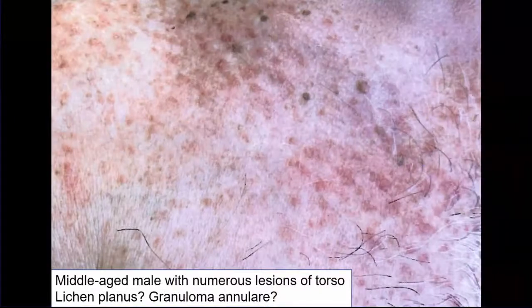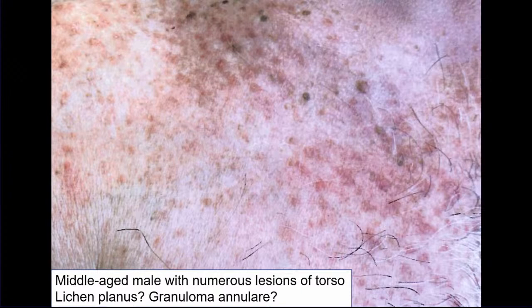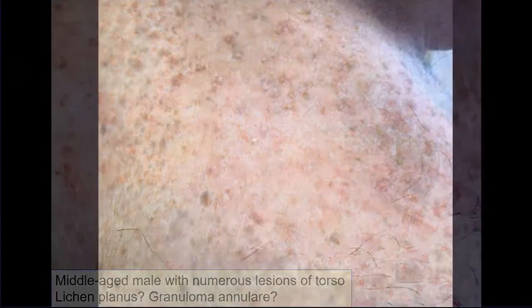Let's look at another entity that might enter the differential diagnosis of MALT lymphoma. This is the case of a middle-aged man with numerous lesions of his torso, and you can see them there. They're little raised reddish-brown lesions. The clinical differential included lichen planus and granuloma annulare. And in another area, the lesions almost look a little bit warty. They have kind of a flesh-colored tone to them, so a little bit varied, but innumerable lesions over the patient's torso.